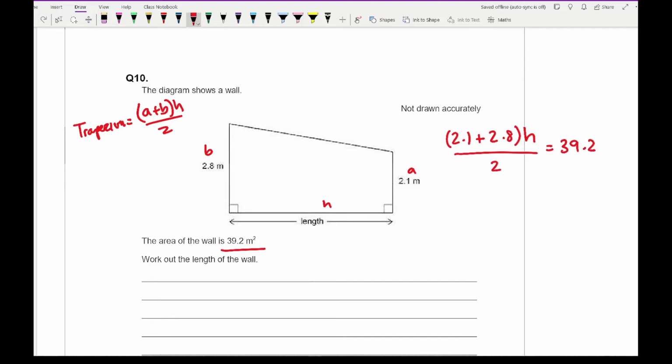So simplifying the bracket, I get 4.9h divided by 2 equals 39.2. Take the 2 over, so 4.9h equals 78.4, and then divide, so h equals 16, and that's in centimeters.